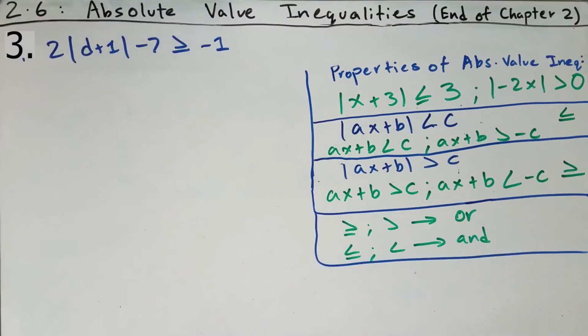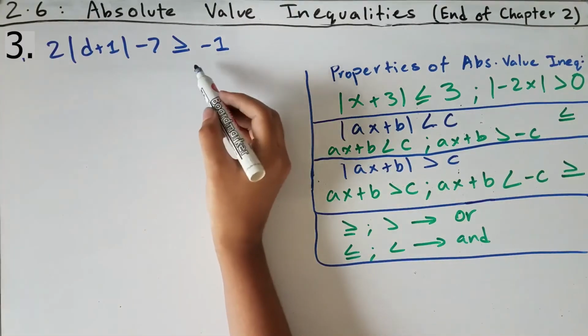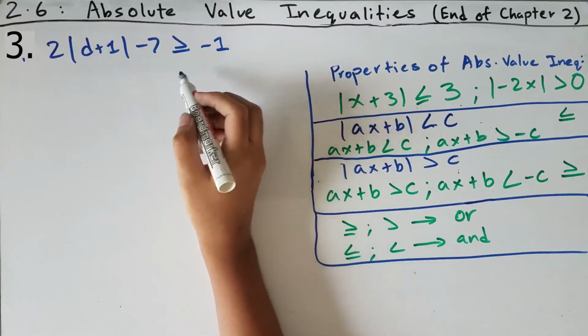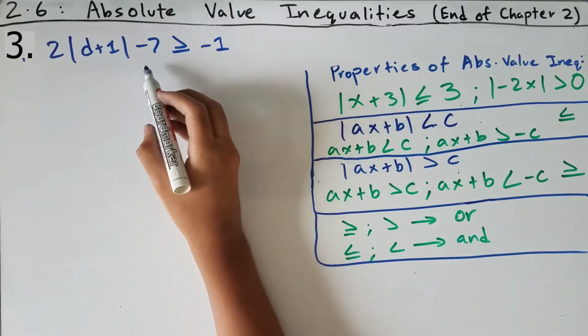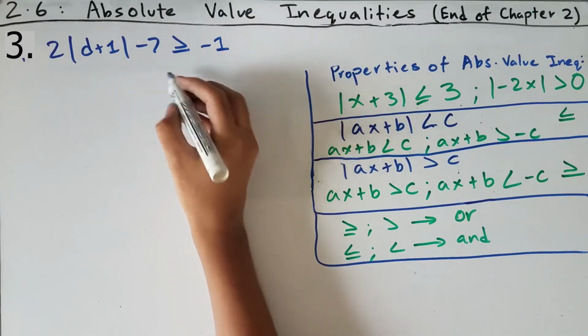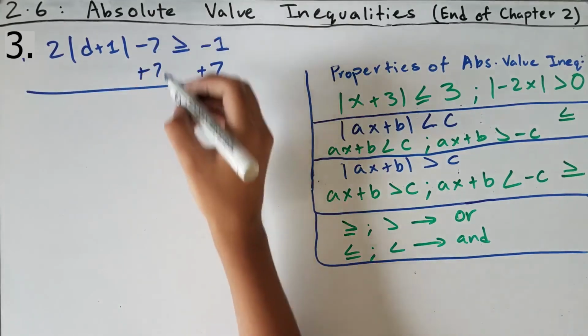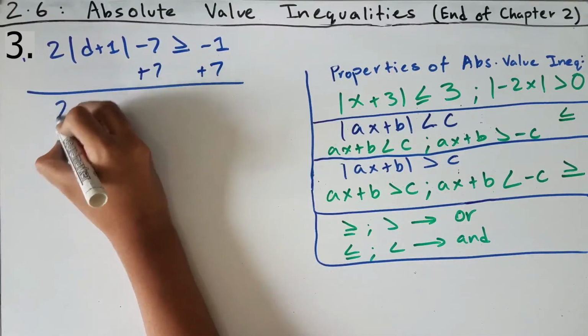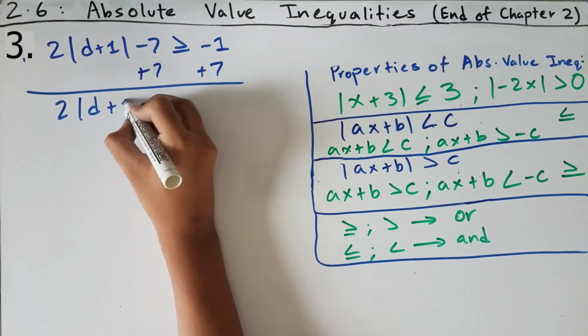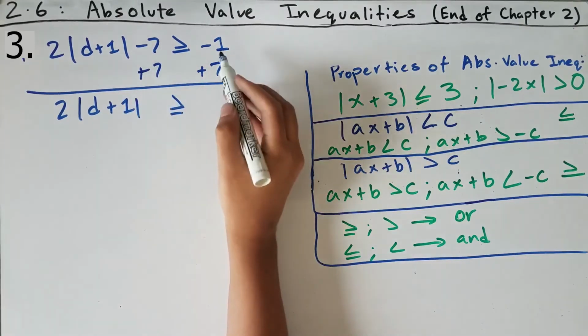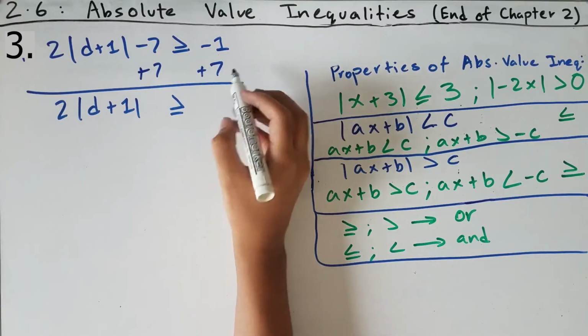In number 4, we're given that 2 times the absolute value of d plus 1, minus 7, is greater than or equal to negative 1. So in this absolute value inequality, I see that I can add 7 on each side of the inequality. By doing so, the negative 7 and the plus 7 cancel out, leaving us with 2 times the absolute value of d plus 1 is greater than or equal to negative 1 plus 7. And if we calculate that, we get positive 6.